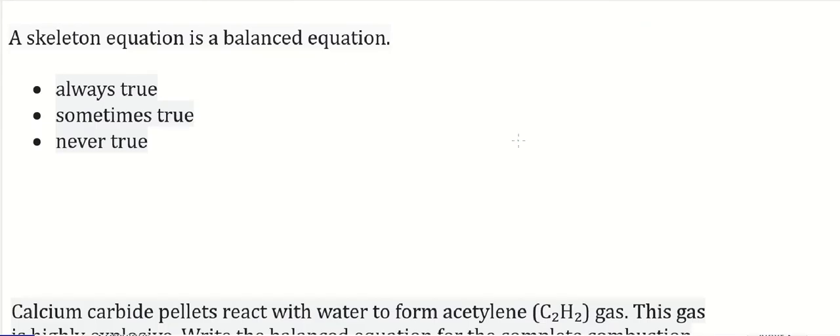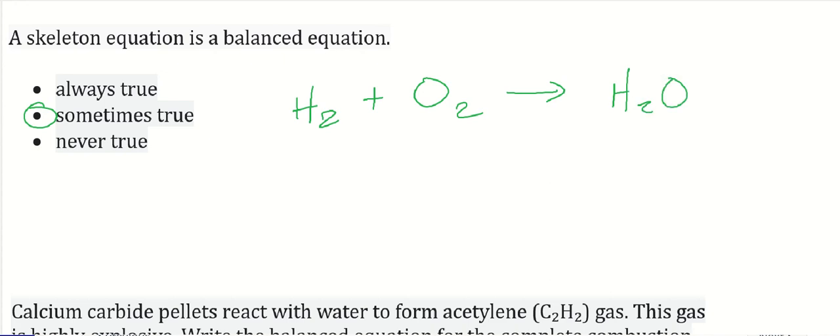So let me give you an example. A skeleton equation can be balanced. Like here's an example. Hydrogen gas, H2 plus O2 leads to H2O2, which is hydrogen peroxide. Now this is already balanced, but this is also our skeletal equation, which is just the bare bones equation without it being balanced. So that is sometimes true. Usually not, or oftentimes not, but it is sometimes true.